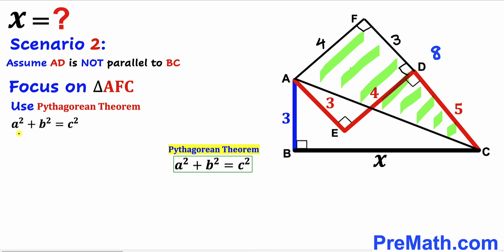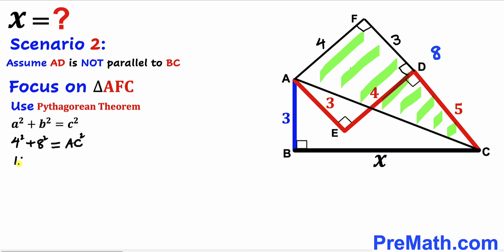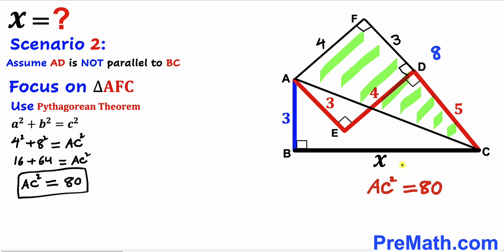Let's fill in the blanks in this Pythagorean formula. So we got 4 square plus 8 square equals AC square. Let's simplify. That gives us 16 plus 64 equal to AC square. So we can see that AC square value turns out to be 80.